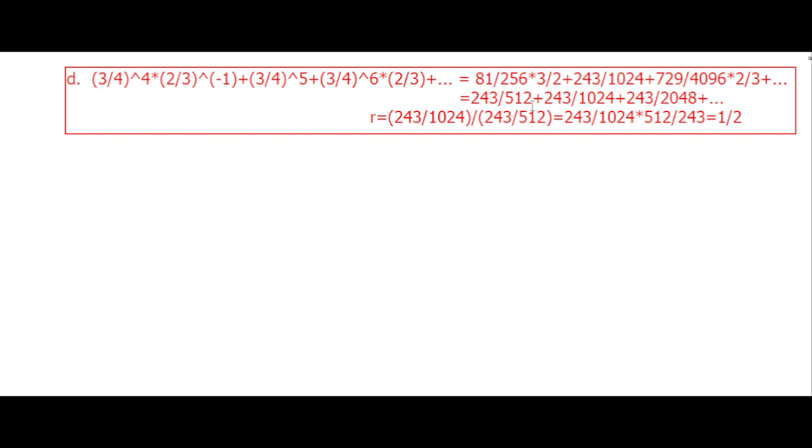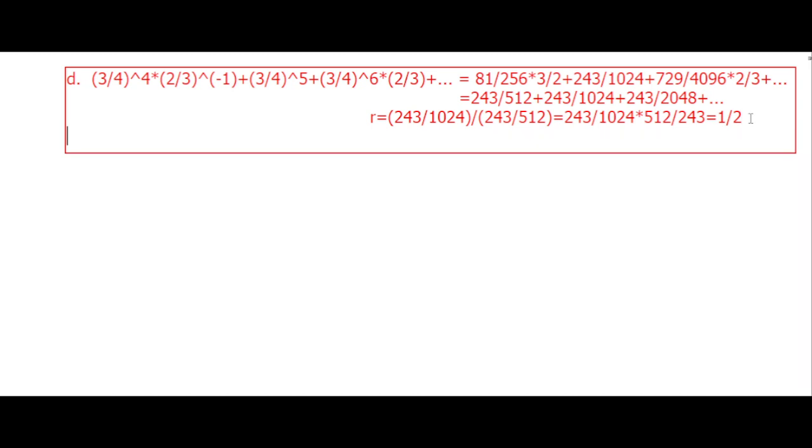Let's cross-check it here. The numerator part, 243, is fixed. 512 times 2 is 1024, and 1024 times 2 is 2048. So the common ratio R of 1 over 2 is correct. Now let's compute S infinity.